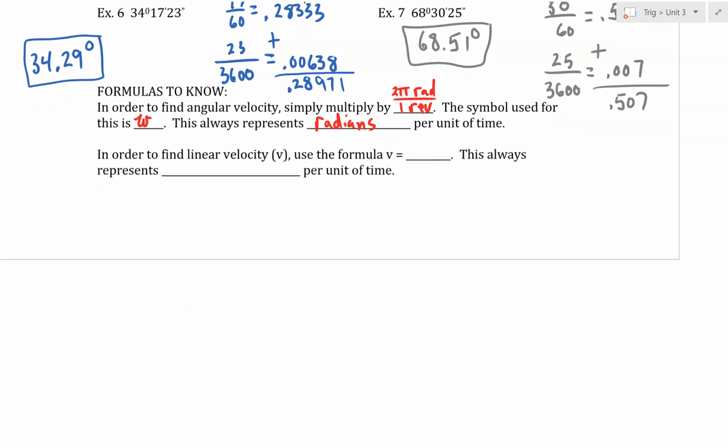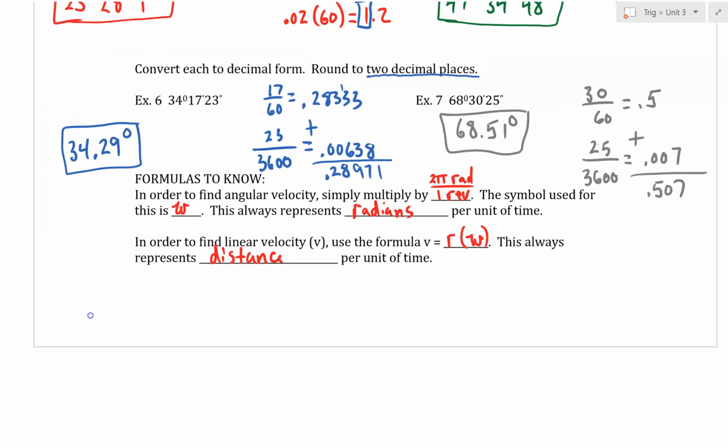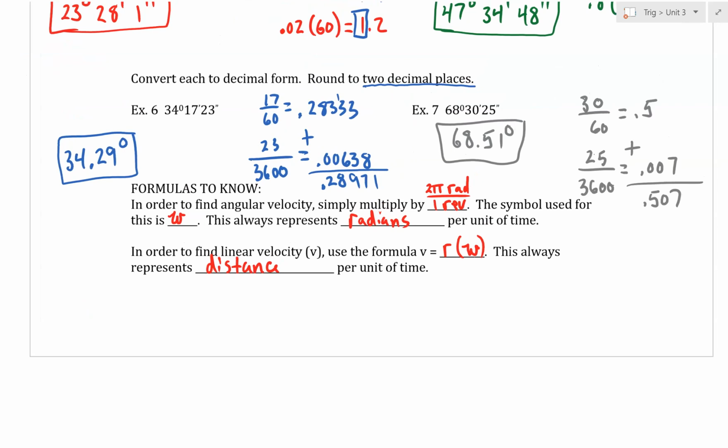In order to find linear velocity, use the formula V is equal to R times omega. This always represents distance per unit of time. All right, hope you guys are getting comfortable with this idea. This is basically the first steps that we're going to take before we really jump into the trig portion of that, and that will come up in the next unit.